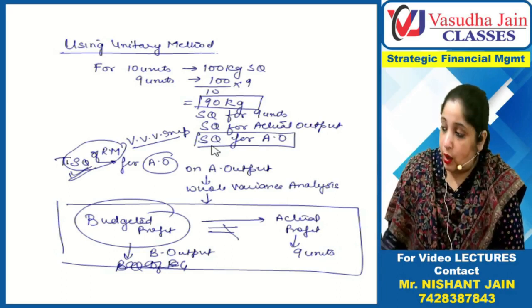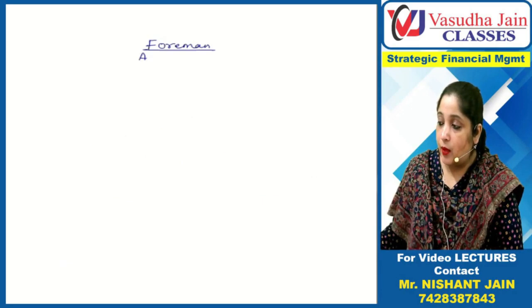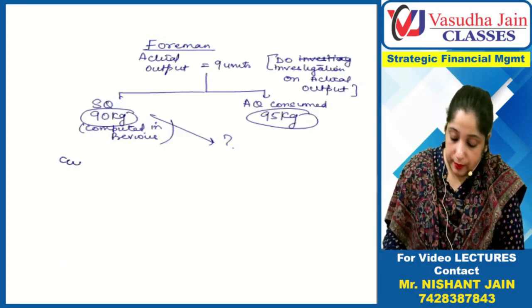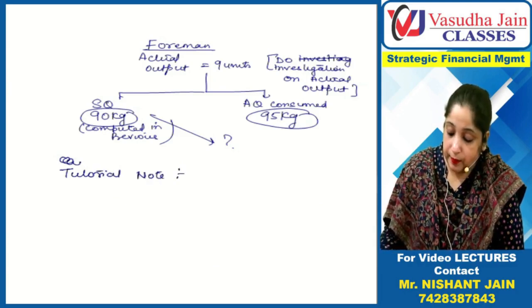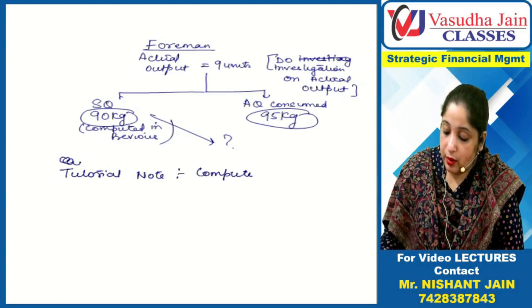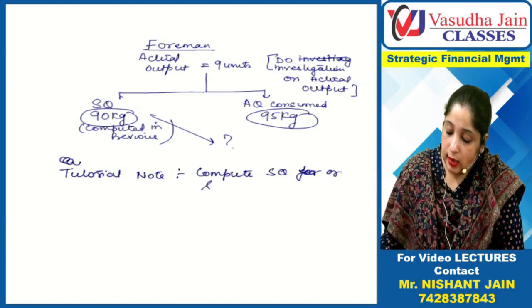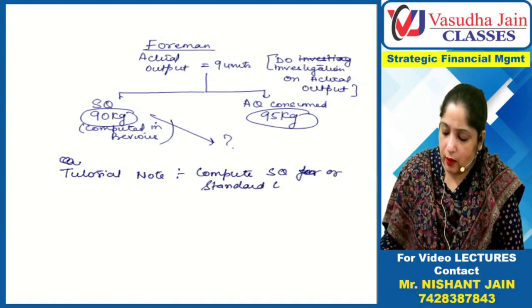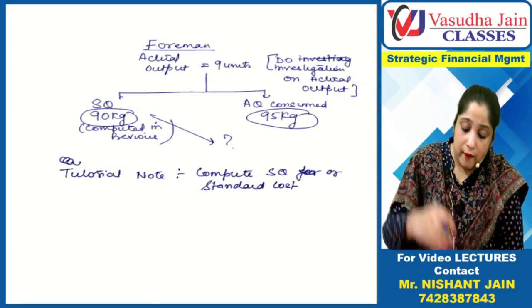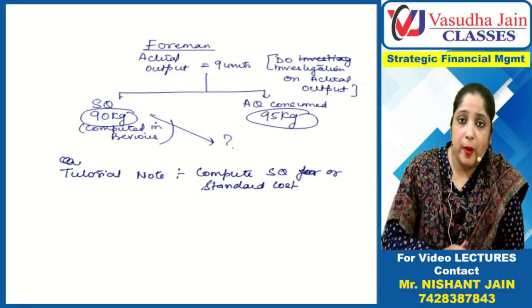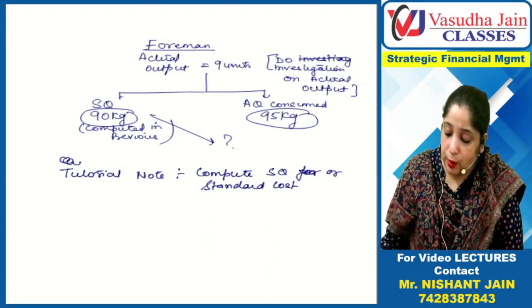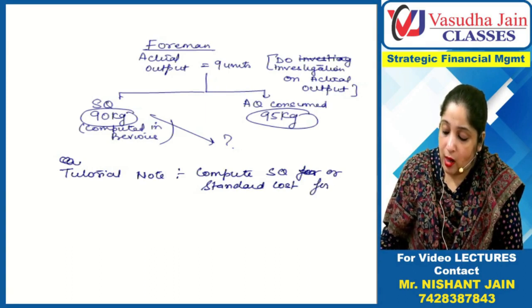So please write a tutorial note. The tutorial note is: compute standard quantity or standard cost. Whatever type of cost you are computing, whether of labor, variable overheads, or raw material cost, compute standard quantity or standard cost for actual output of finished goods.